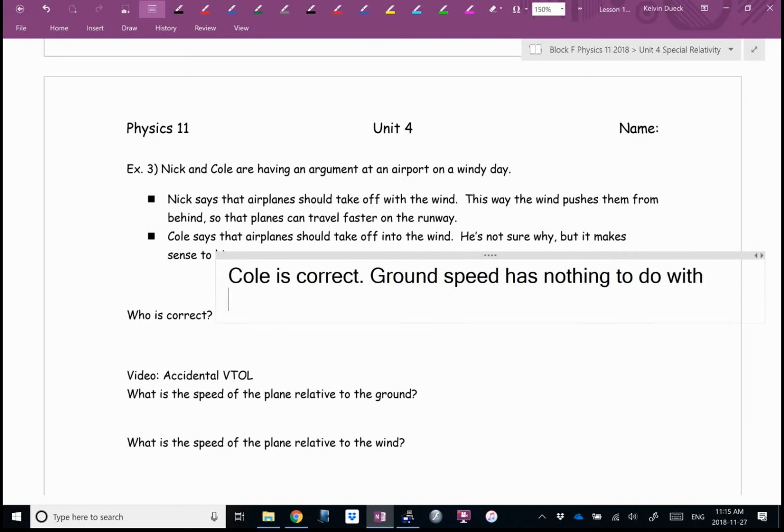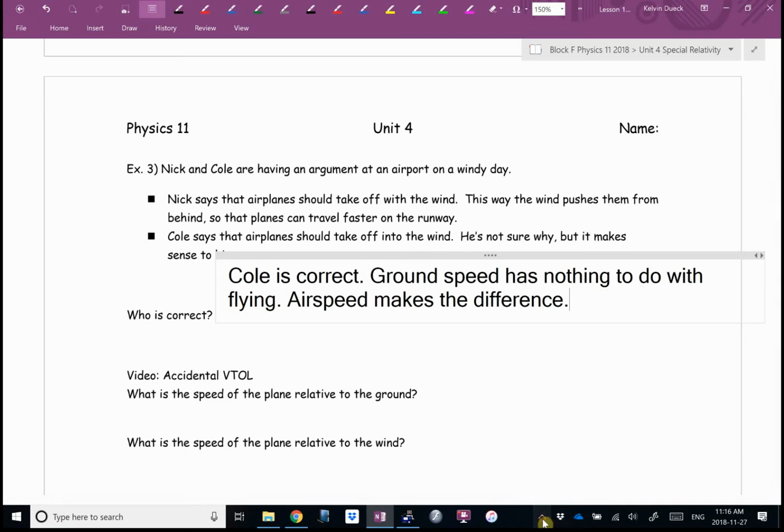Ground speed has nothing to do with flying. Airspeed makes the difference. If you go into the wind, you're getting an instant boost of air. In fact, if you're at rest but the wind is blowing at you, you're not at rest relative to the air. You're already moving relative to the air. Okay?